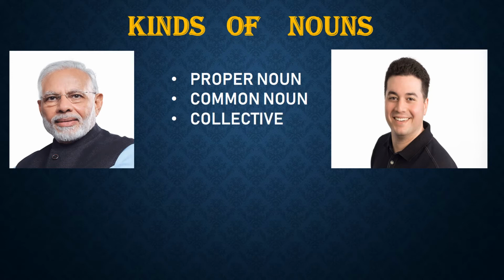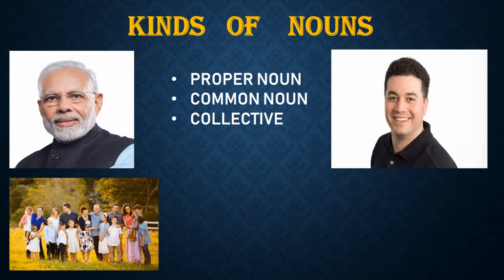Next is your collective noun. Now here you can see in this picture that there is a collection of people. Many people are here, and they look closely related to each other, so we can call them a family. Family means closely related persons, so they come under collective noun. Family is a collective noun.